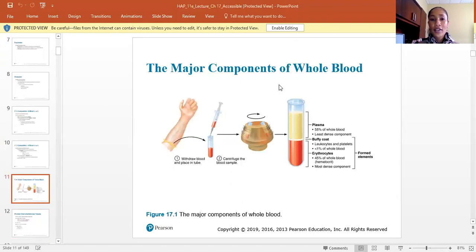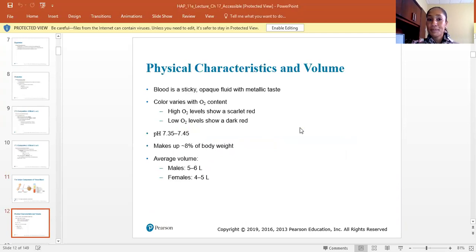So if we look at this diagram here, we see that we're taking a sample of blood, we put it in a test tube, spin it down in a centrifuge, and then this is what we'll see after spinning it down. So about 45% of this whole blood sample is going to be our erythrocytes, our red blood cells. This buffy coat is where we're going to find our white blood cells and platelets. And as you can see, it's very small in a healthy adult. And then the largest portion of the whole blood sample is going to involve plasma.